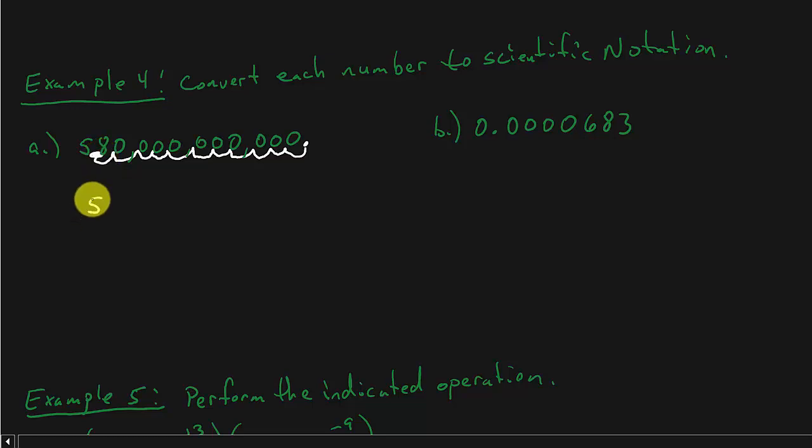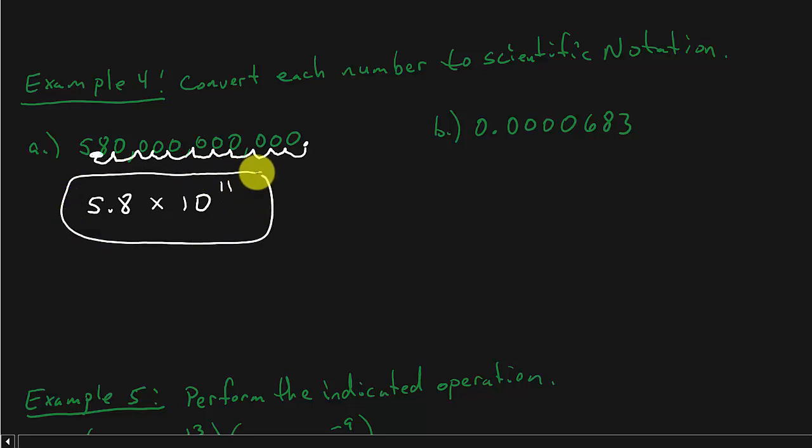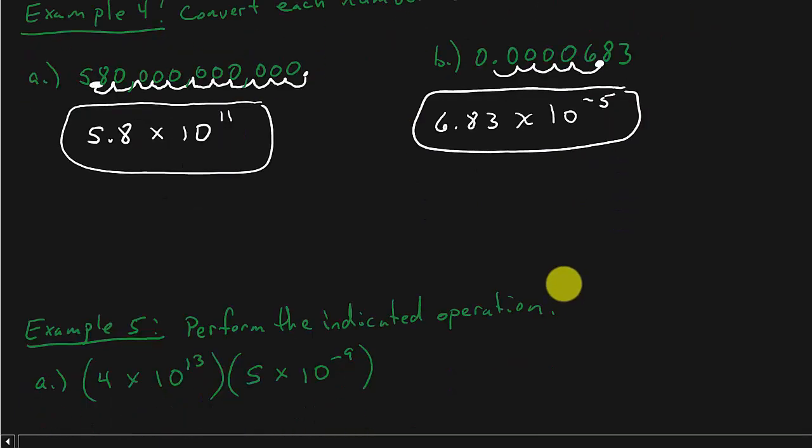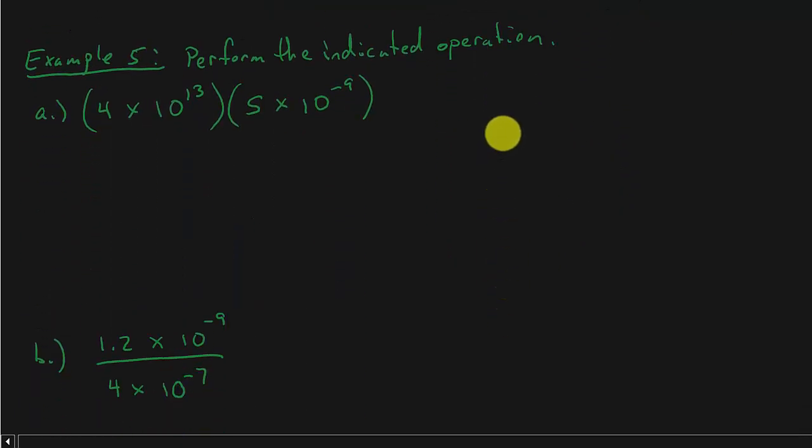And so this is 5.8 times 10 to the, and how many places did I move it? 11. So that would be to the positive 11. And then for this one, that's going to be what? 1, 2, 3, 4, 5 places. And so that's going to be 6.83 times 10 to the, let's see, 1, 2, 3, 4, 5. So that's to the negative 5. All right. So I hope that made sense. That's not bad, converting all that stuff.